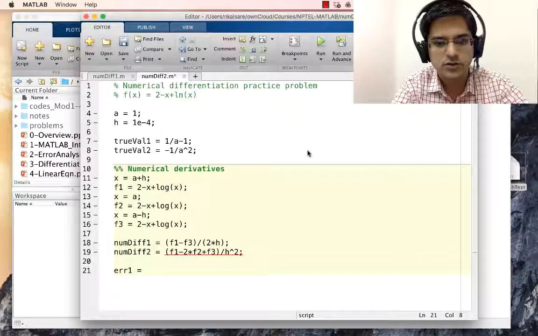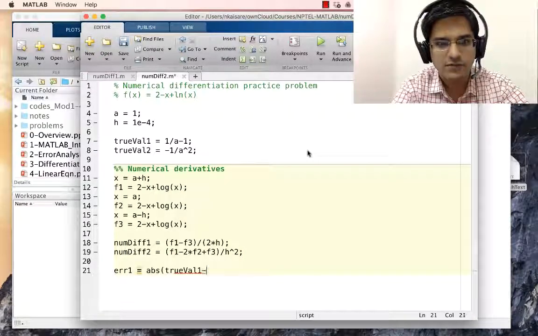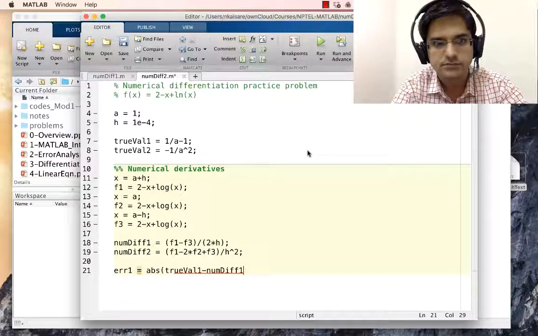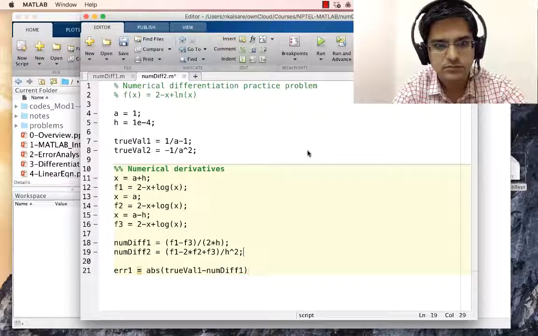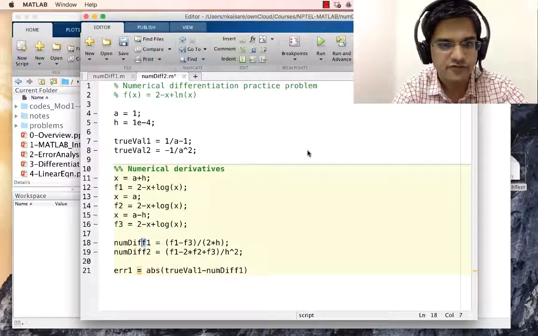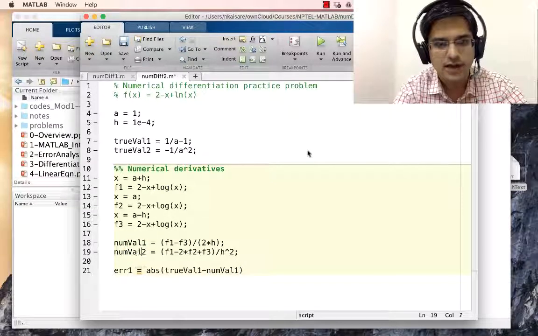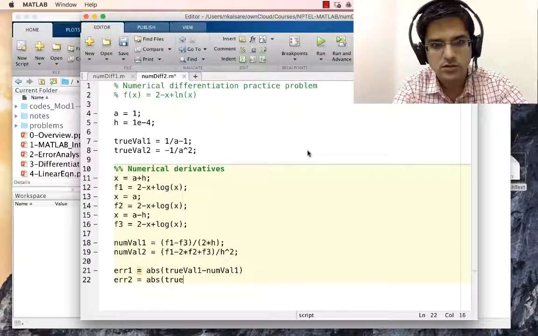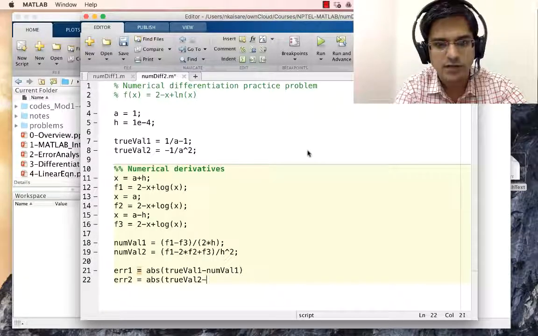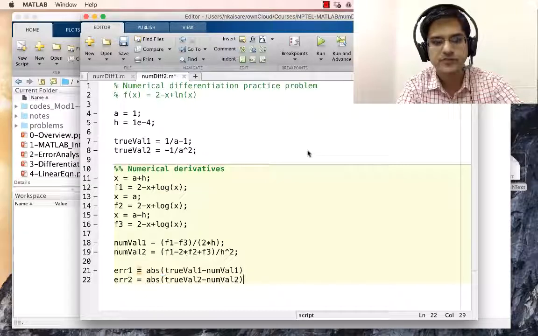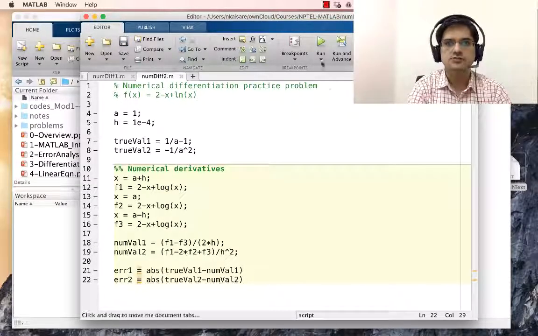ERR1 equal to ABS of Trueval1 minus numDiff1. Actually, rather than saying numDiff, we will call this numVal. Press shift and enter, so all the values will get changed, and numVal2. So that's error 1, and ERR2 equal to ABS Trueval2 minus numVal2. Okay, let's save this and run this.